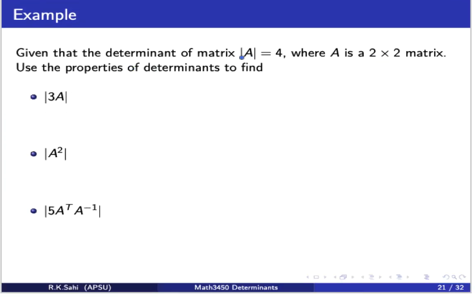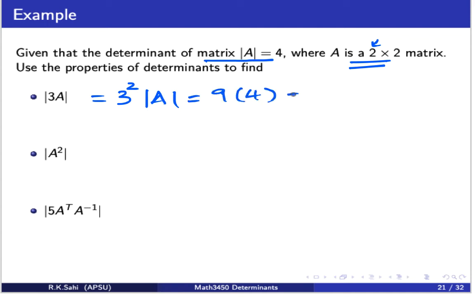Given that the determinant of the matrix is 4 and the size is a 2 by 2, very important. Remember, sizes are very, very important. So what is the determinant of 3 times A? It's a scalar multiplied to every element in the matrix. So when I take that out, 3 will be raised to the power of this size, which is 2, times the determinant of A. So what's 3 squared? 9. 9 times 4 is 36.